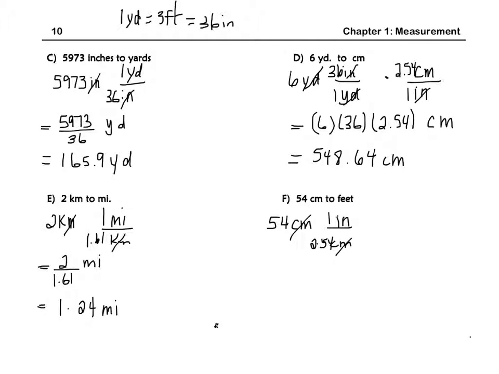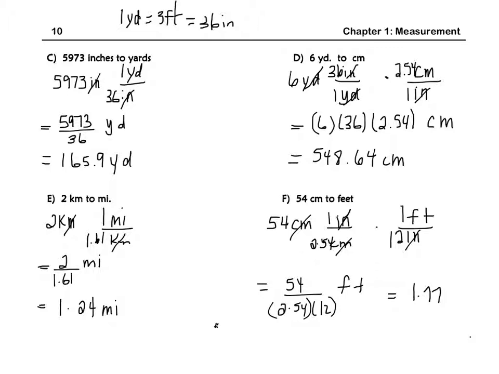And the centimeters would cancel, and then I want to change the inches to feet, and I know that inches would have to go in the bottom, feet would have to go in the top, and 1 foot is the same as 12 inches, so then that would be 54 times 1 times 1 all over 2.54 times 12. Inches would cancel and be left with feet. So that would be 54 divided by the product of 2.54 times 12. So 54 divided by bracket, 2.54 times 12, close my bracket. The calculator gives me 1.77 feet.